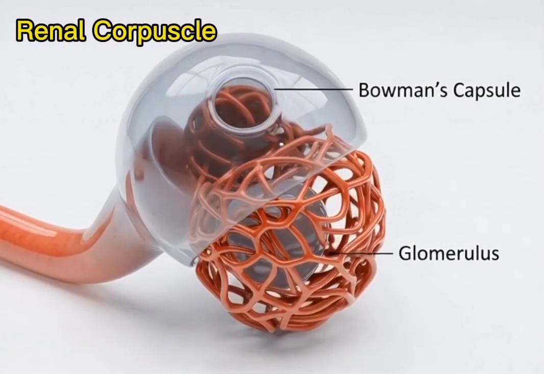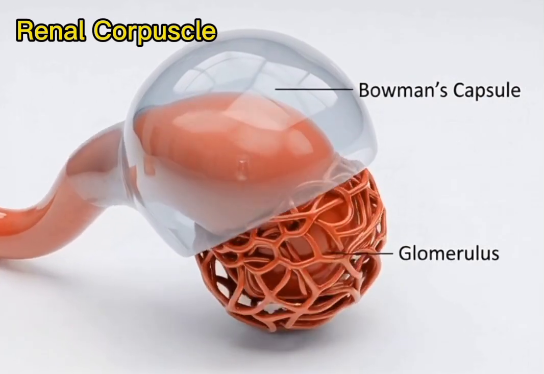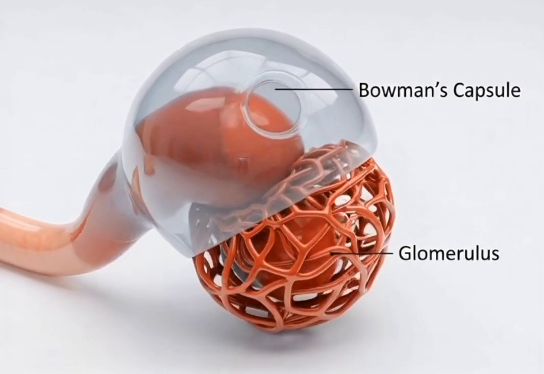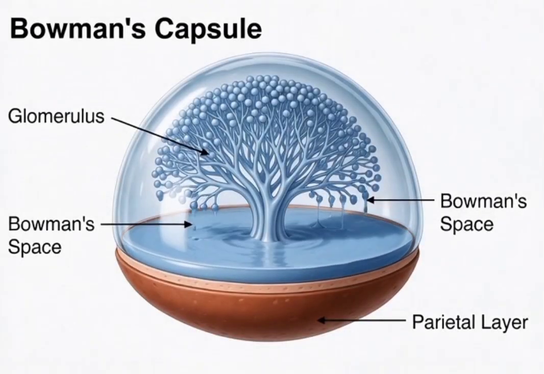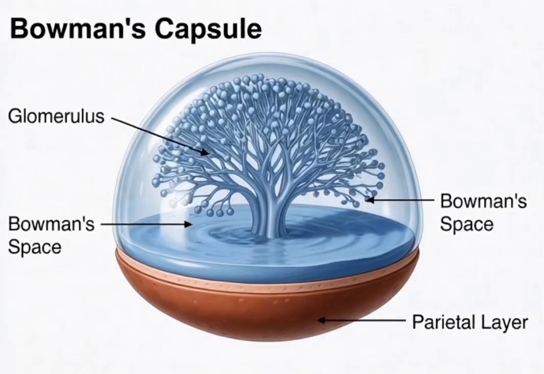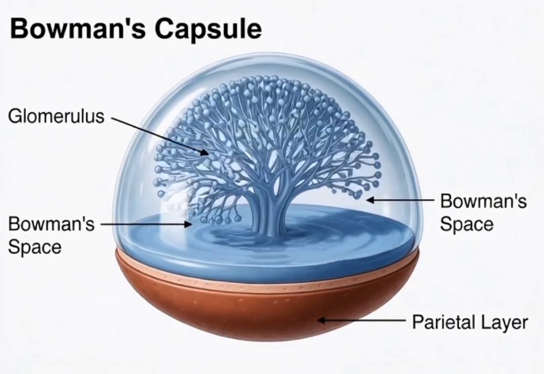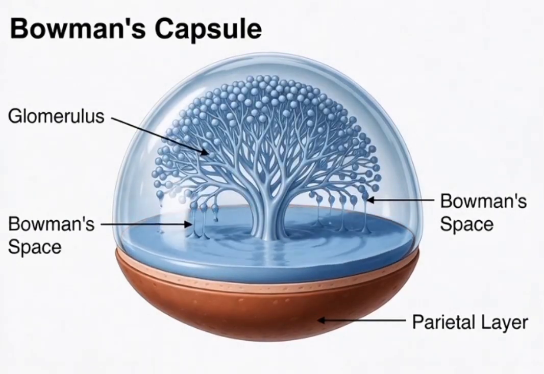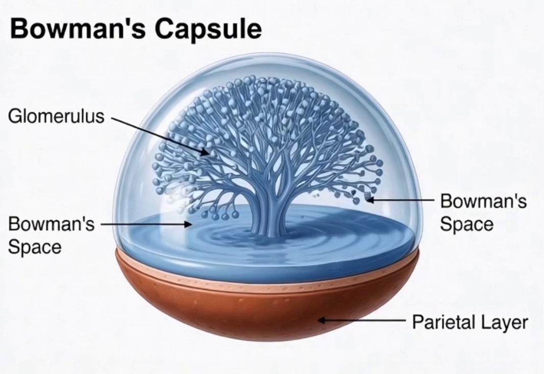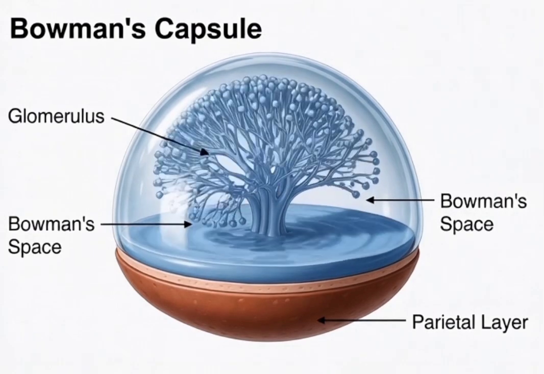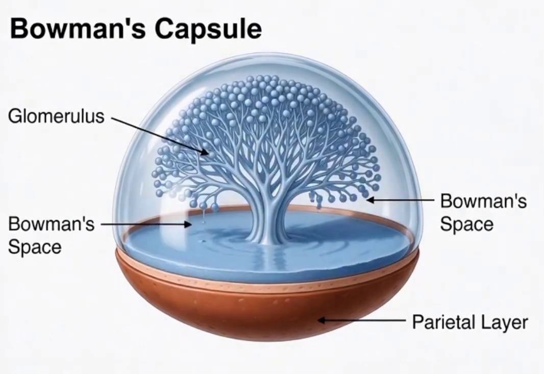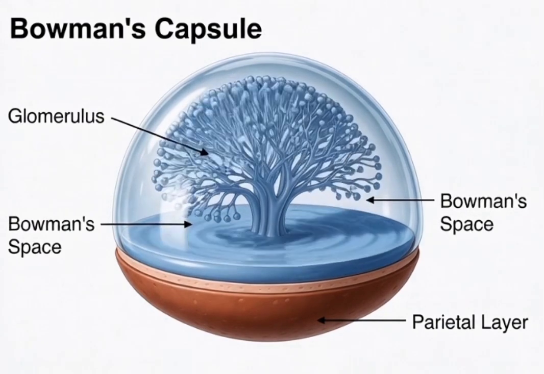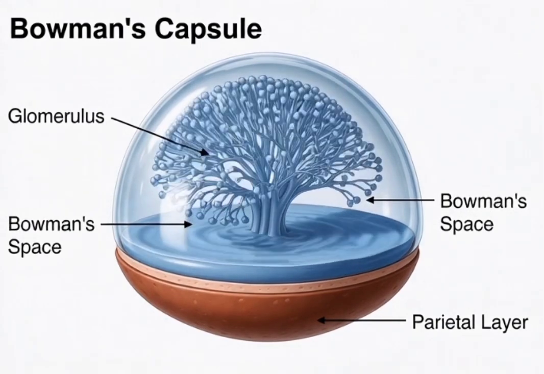It is the starting point of the nephron. It consists of Bowman's capsule and the glomerulus. Bowman's capsule is a cup-shaped structure that surrounds the central glomerulus. The space between the glomerulus and the capsule wall is called Bowman's space. It collects the filtered fluid. The outer wall of the capsule is the parietal layer.